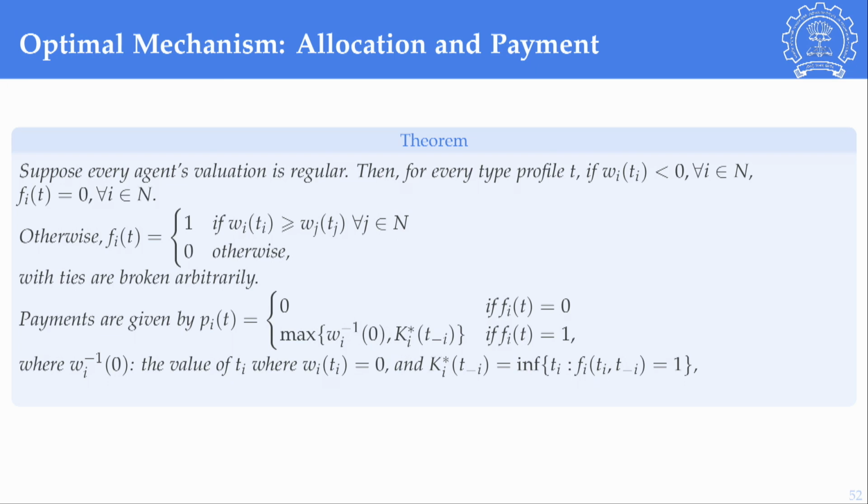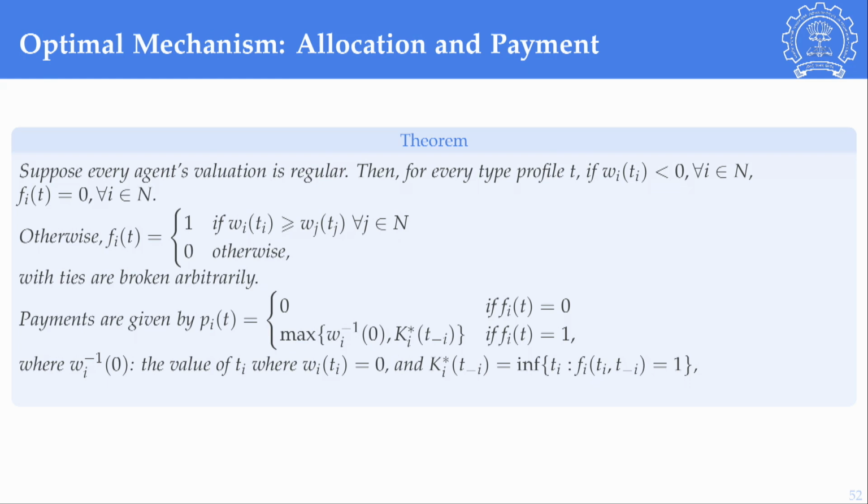So, you first check whether there exists at least one agent whose virtual valuation is positive. If that is the only agent who has a positive virtual valuation, then he will pay that value, Wi inverse of 0.